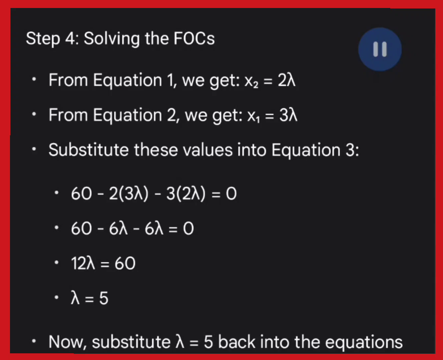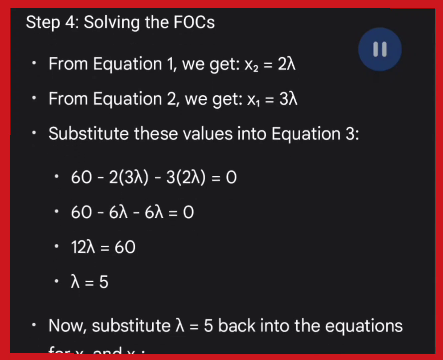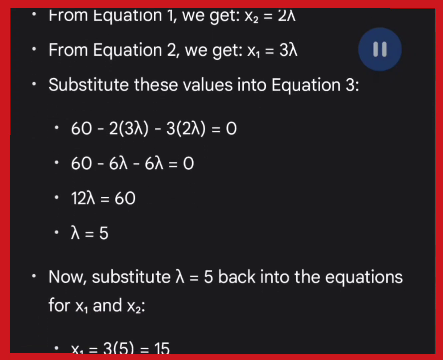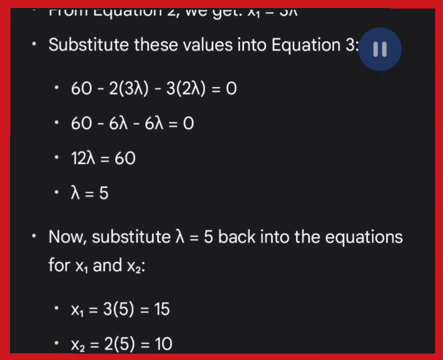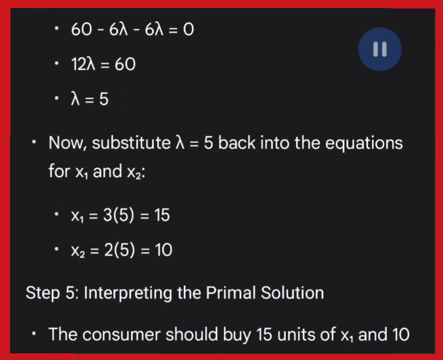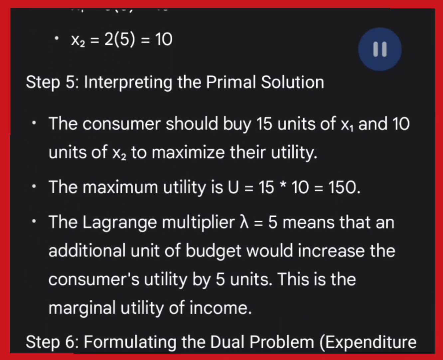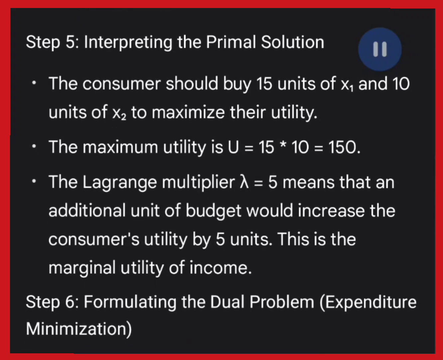Now substitute λ = 5 back into the equations for x₁ and x₂. x₁ = 3 × 5 = 15. x₂ = 2 × 5 = 10. Step 5. Interpreting the primal solution. The consumer should buy 15 units of x₁ and 10 units of x₂ to maximize their utility. The maximum utility is u = 15 × 10 = 150. The Lagrange multiplier λ = 5 means that an additional unit of budget would increase the consumer's utility by 5 units. This is the marginal utility of income.